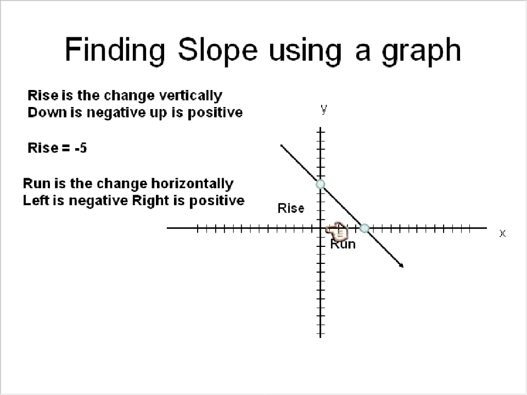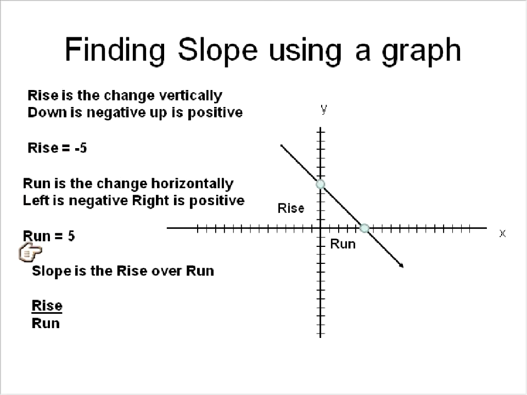All right, just like these numbers are less, these ones are negative. And if we go that way, it's going to be positive. So it's going to be a positive 1, 2, 3, 4, and 5 run. As we said before, the slope is the rise over the run. So we can now substitute in these values that we found, rise over run, and say that our slope is equal to negative 5 over 5, and that will reduce down to negative 1.